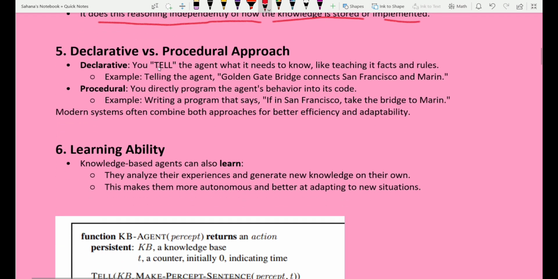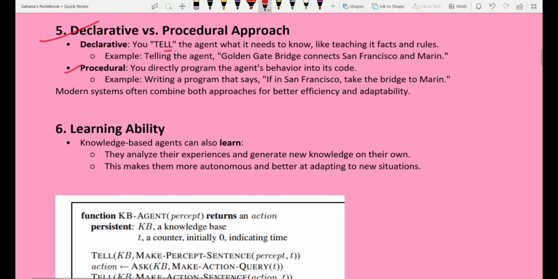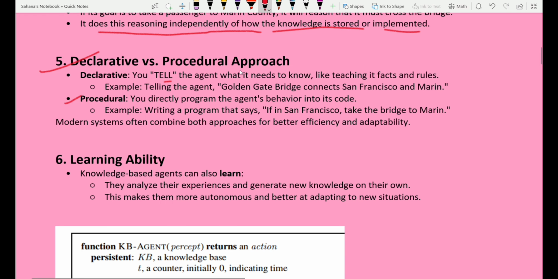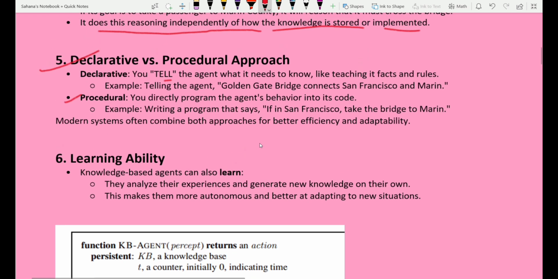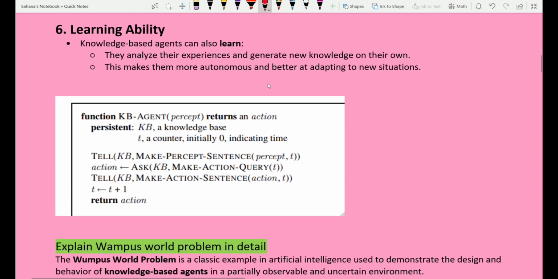Now there are 2 approaches: declarative and procedural. Declarative means you tell the agent what it needs to know, like teaching it facts and rules. Someone else teaches the agent what to do, and it guides. In procedural, you directly write the program for the agent's behavior. Instead of telling, you write code, meaning writing a program that says if in San Francisco, take the bridge to Marin.